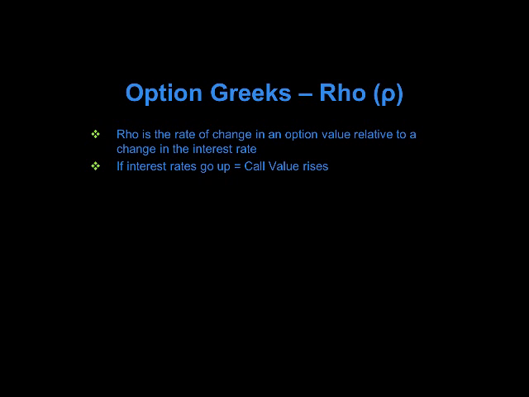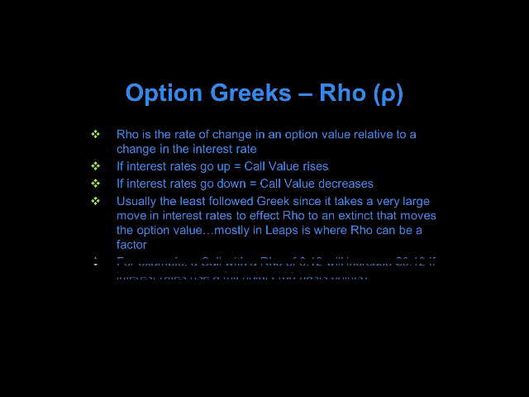So LEAPs are more affected by rho because rho affects further dated options more than shorter dated options. Interest rates go up, calls go up; if they go down, calls go down. All right, that's pretty much all you really need to know there. So just to give you an example, if calls have a rho of 0.12, that means the call value will increase by 0.12 if interest rates rise a full point, 100 basis points.